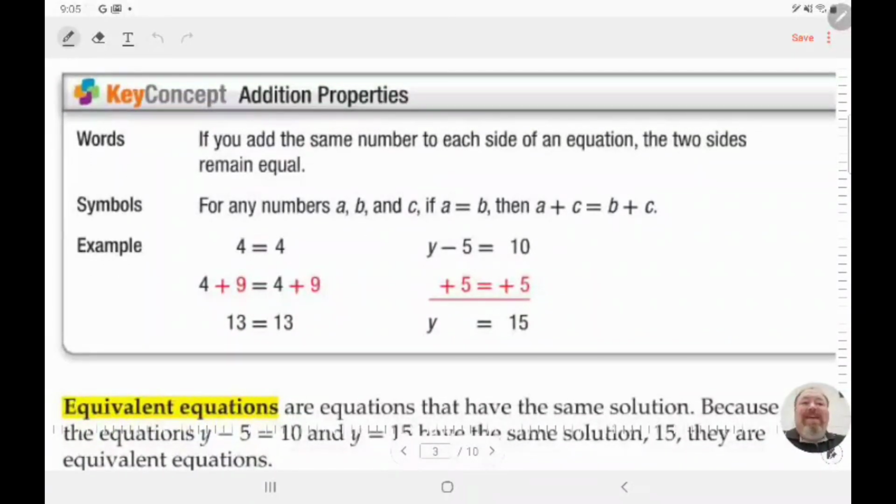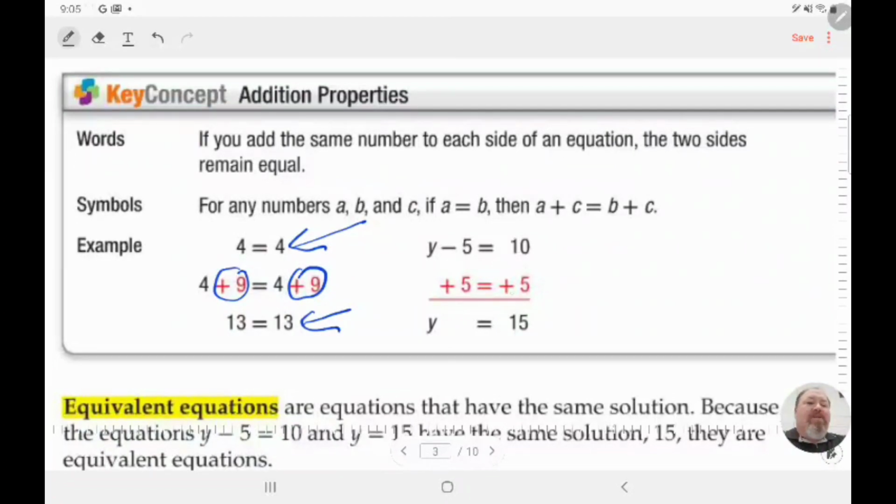If you add the same number to each side of an equation, the two sides remain equal. So let's take a look at an example. 4 equals 4. If I add 9 to both sides, they're still equal. 13 equals 13. So whatever I do to one side of the equal sign, I must do to the other side of the equal sign.